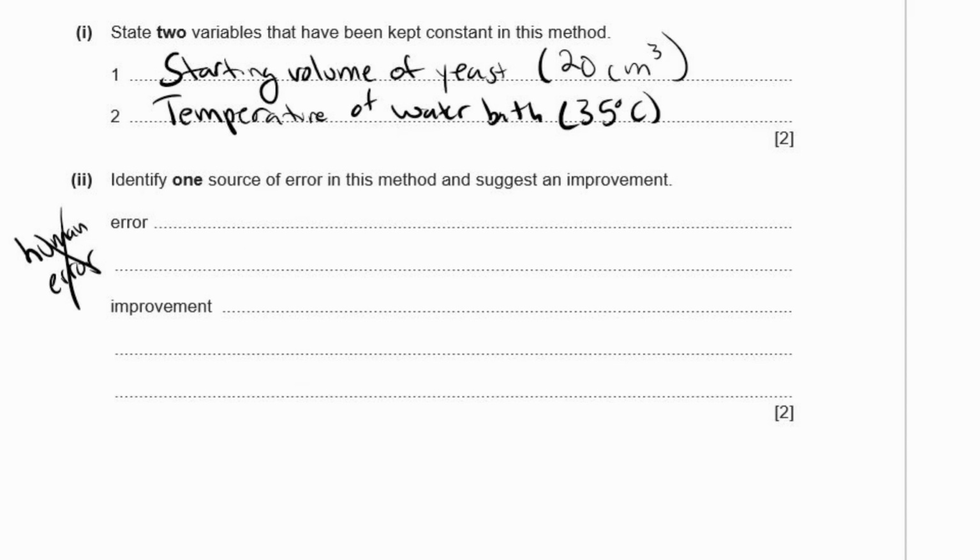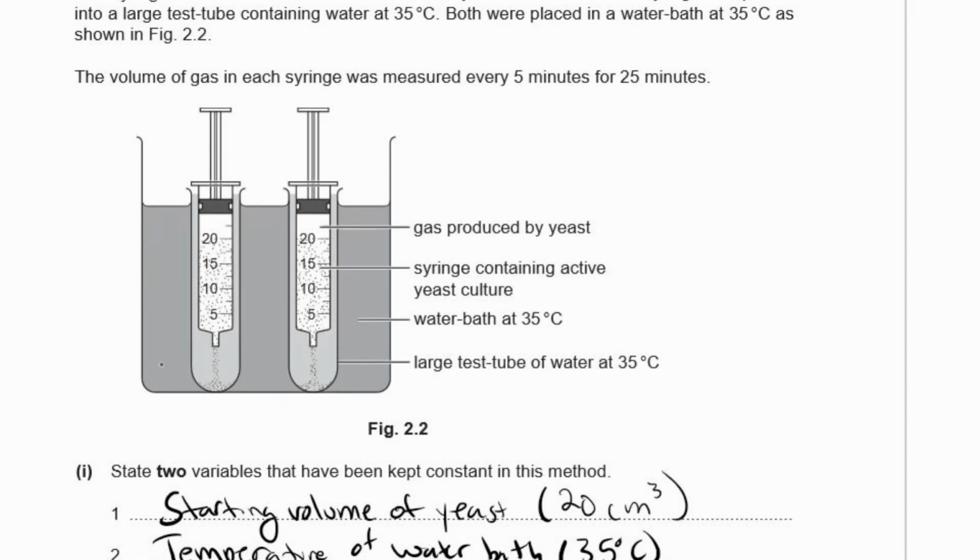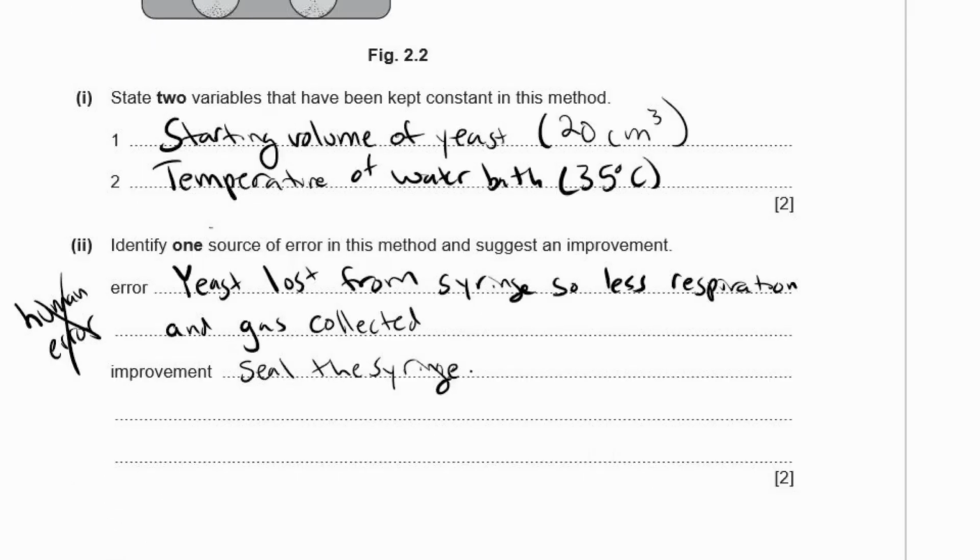You could say that as the reaction occurred, there was yeast lost from the bottom of the syringes. So if you look at this diagram, yeast came out the bottom, and when the yeast came out, that's a lot of the respiration that was occurring because that yeast would be respiring, and a lot of the gas that should be collected wasn't being collected. Okay, so that's a source of error. So yeast was lost from the syringe, so there was less respiration and gas collected.